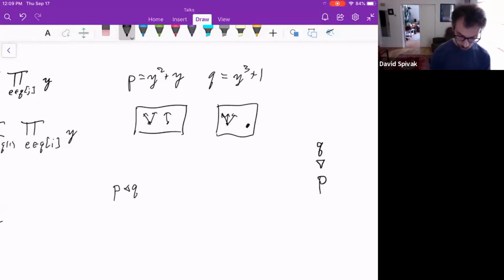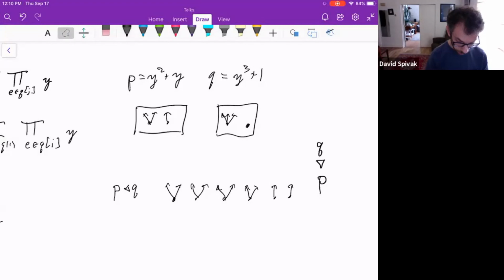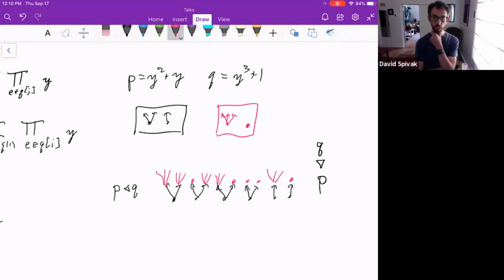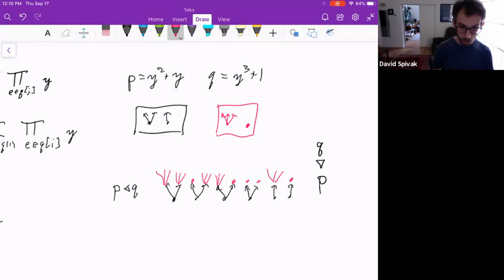P composed q, I happen to know the answer. So I'm just going to draw it for you. Basically, it's all the ways of putting q on top of p. So for example, you could go like this. You could go like this. You could go like this. You could go like this, or this, or this. So those are all the ways of putting q things on top of p things.